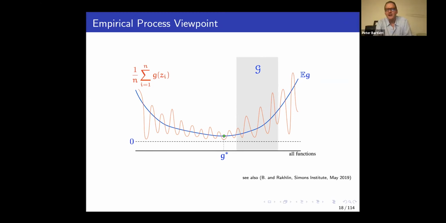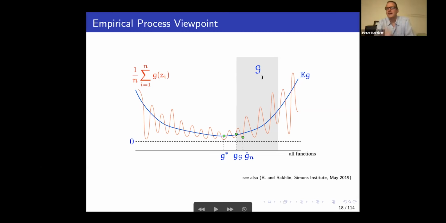And we'll fill out this cartoon with some examples a little later. If we look at a restricted family of functions, then we might hope that within that family, the deviations between expectations and these red sample averages is not too big. And so, when we minimize the empirical, the sample average, we can get something whose true performance is not much worse than the best in that family of functions.